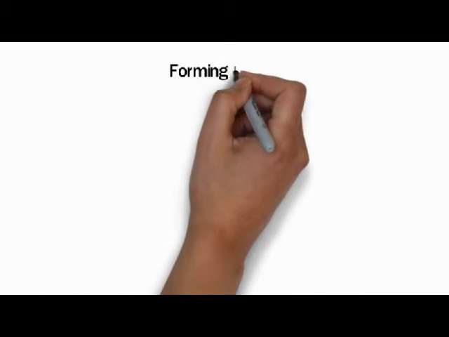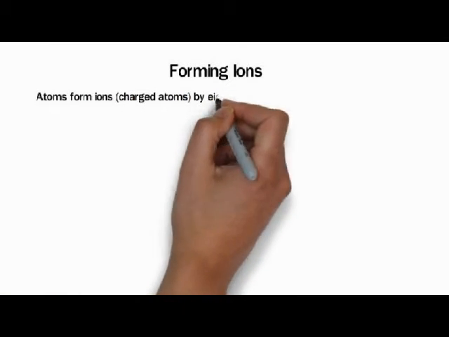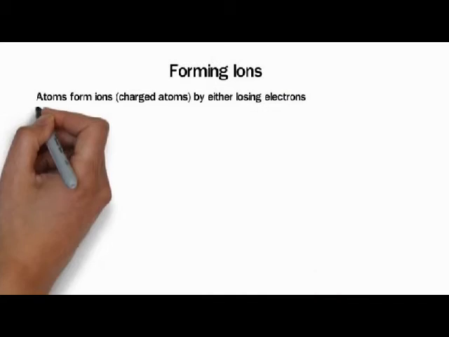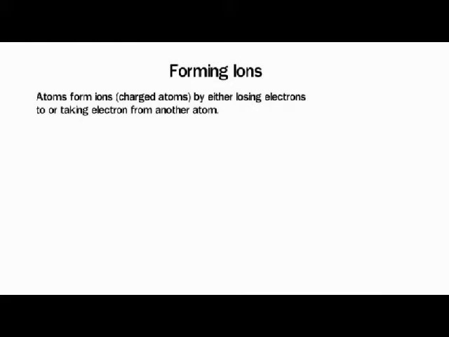Okay, so today we're going to talk about the formation of ions, or forming ions from atoms. Atoms form ions, which are charged atoms, by either losing electrons to or taking electrons from another atom. Let's take, for instance, sodium.